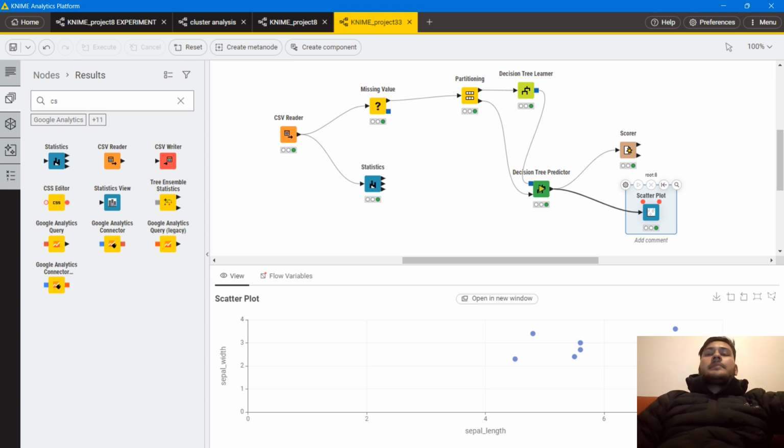So in this image, as we can see, my decision tree has been already made, and at last I have put on this node scatter plot which shows us the scatter in which our data is moving.